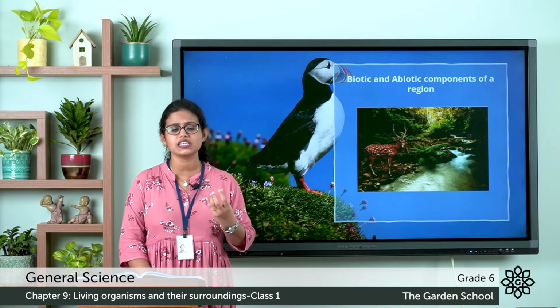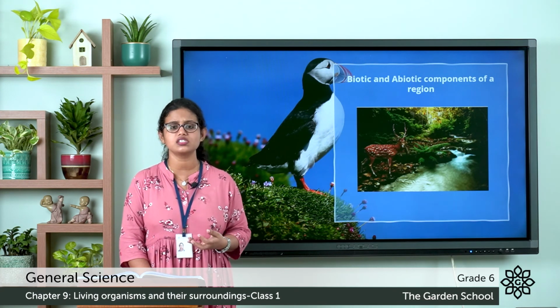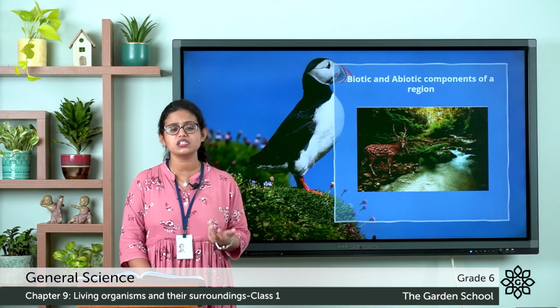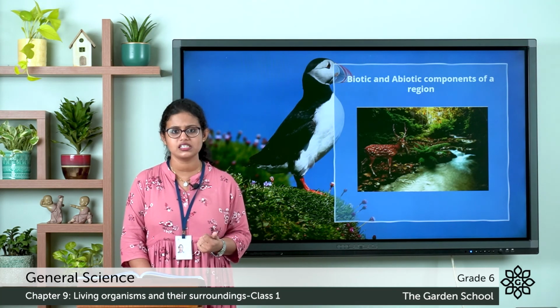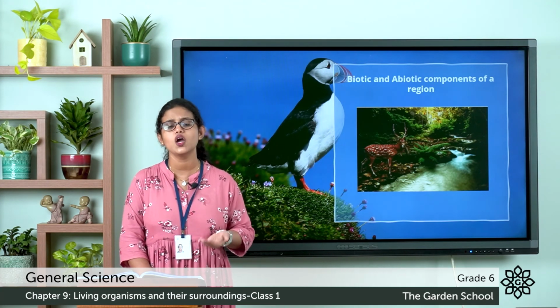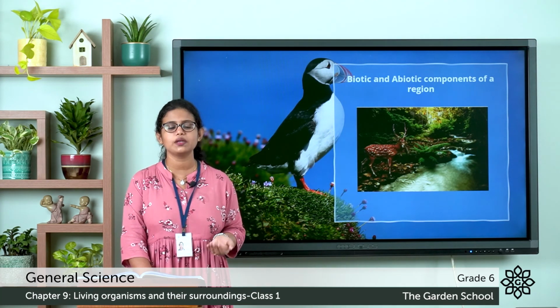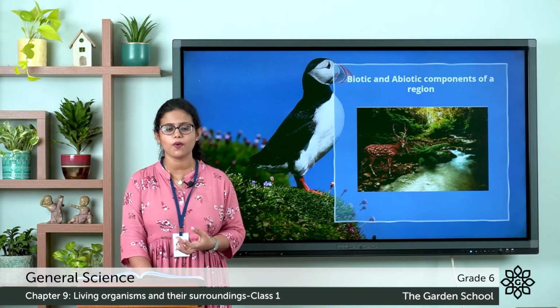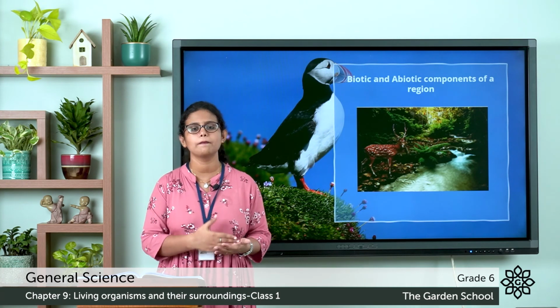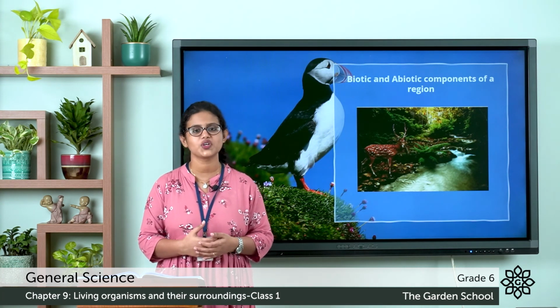Different animals have their own adaptive features that help them to survive in their habitat. We discussed polar bears and the different adaptive features that help them to survive in the cold Arctic region. Then we discussed that habitat is made up of both living and non-living components, that is, biotic and abiotic components.